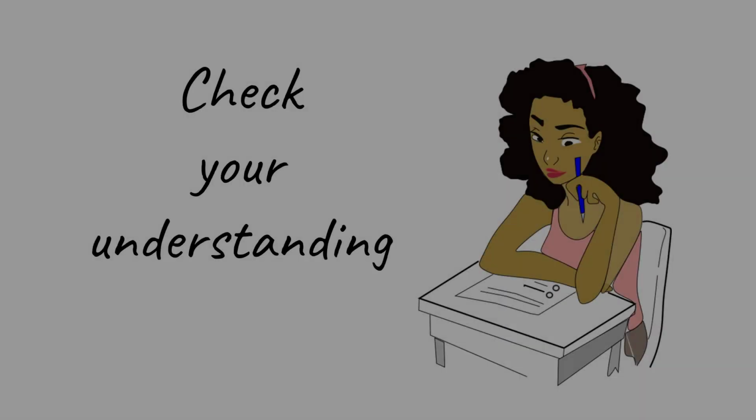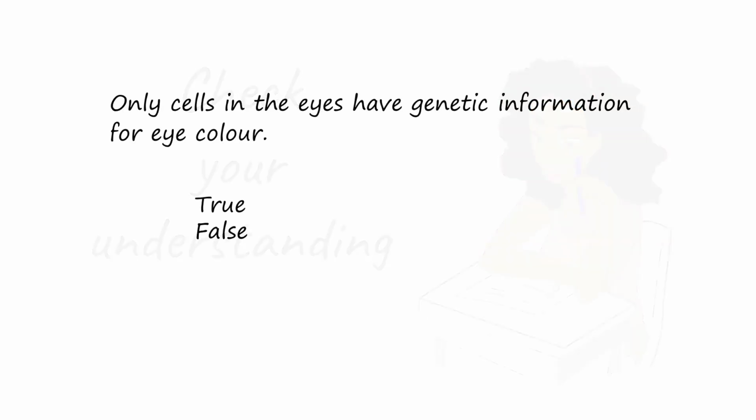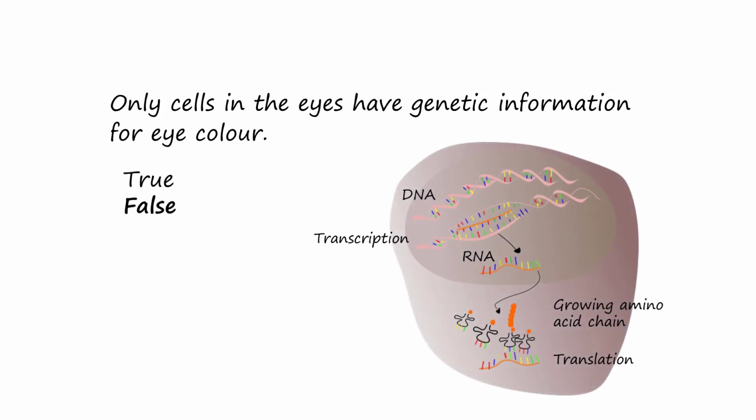Now let us check your understanding of epigenetics with a few questions. Question 1. State whether the following is true or false. Only cells in the eyes have genetic information for eye color. The answer is false. Cells, tissues, and organs differ because they have different sets of genes that are switched on or activated and switched off or deactivated.